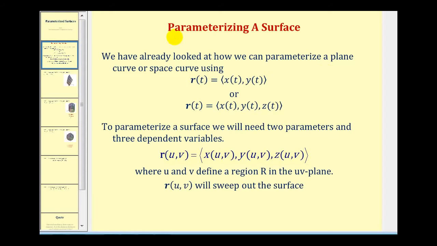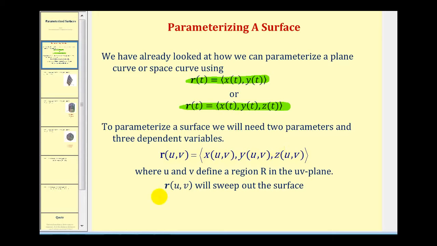We've already looked at how to parameterize a plane curve or a space curve using the parameter t, as we see here for a plane curve and here for a space curve. But to parameterize a surface, we will need two parameters and three independent variables. So our parameters will be u and v, and the dependent variables will be x, y, and z. So x, y, and z depend on u and v.